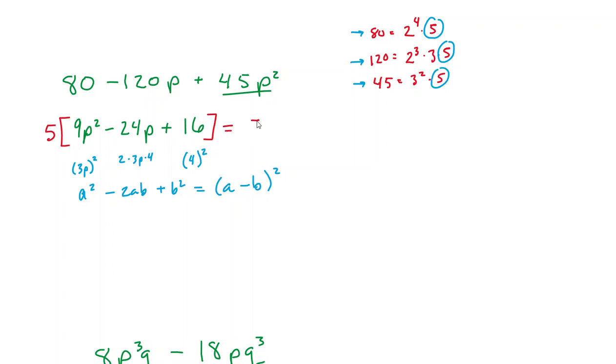We're done. 5 times 3p minus 4 squared, which means 5 times 3p minus 4 times 3p minus 4. So that's two binomials. Don't be confused by that. Now 3p minus 4 squared is 3p minus 4 times 3p minus 4, like I said. And 3p minus 4 can't be factored any further. We know it can't be factored any further because we just have p to the first power.